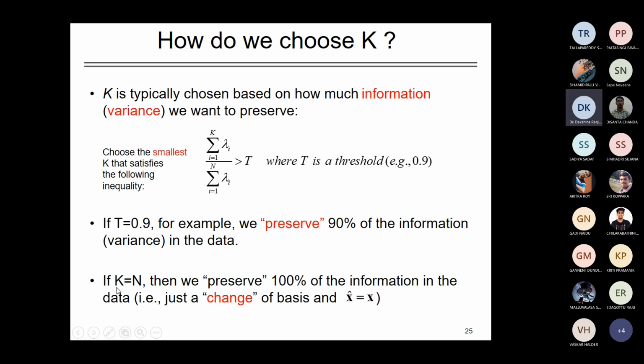Now if k is found to be n, that means we will preserve 100%. In that case the ratio will be found to be 1. So we can vary the threshold value, let's say from 0.95. For the first time we will get 0.95, for the second time 0.9, and then we will try to vary the value of this threshold, and accordingly we will get the ratio to satisfy this inequality.